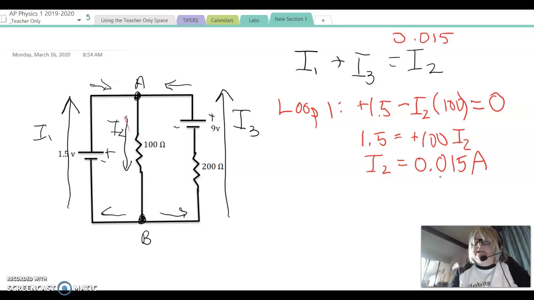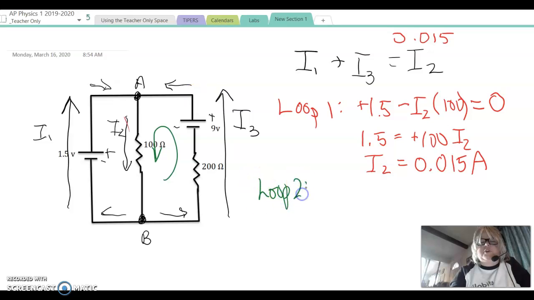Again, pause this at any time, rewind it if you need to go back and see what else you need to review. So I'm going to change colors here. I'm going to get green. And now I'm going to do this loop. Okay? But I'm actually going to do it in that direction. Again, negative to positive. All right, so loop 2.